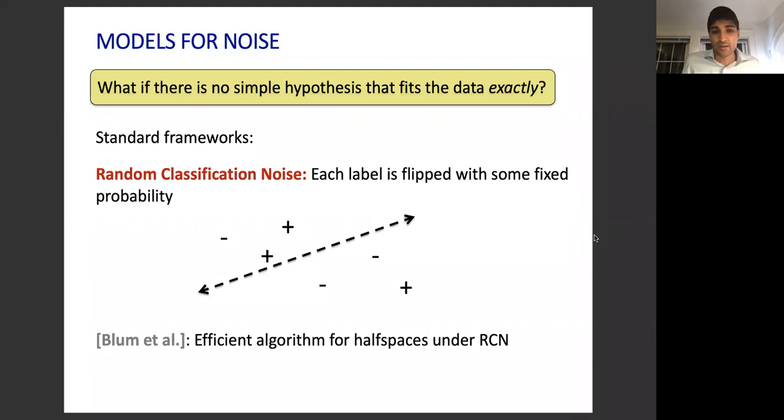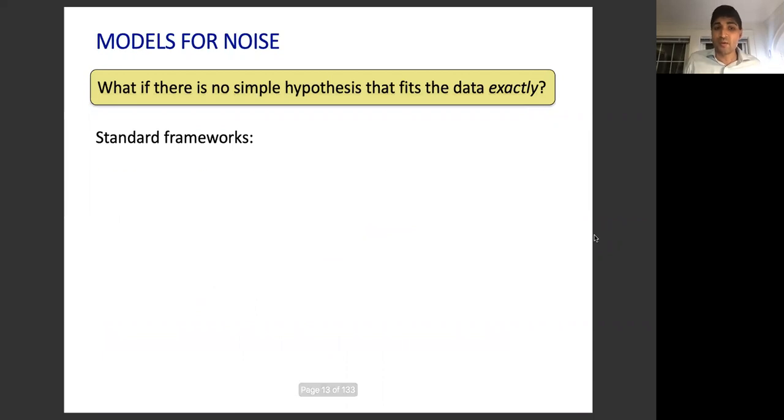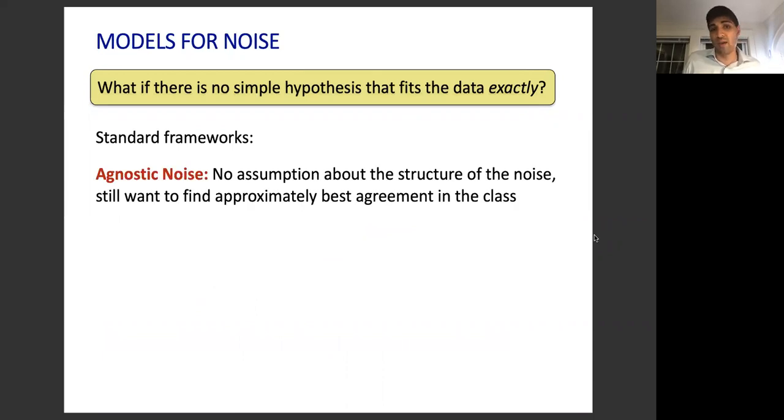Now, in many situations, assuming that the noise is random is just not an appropriate assumption, because maybe that's too strong an assumption in its own right. So at the other end of the spectrum, you can take a worst case view on what noise is. And this is usually called agnostic learning. So you make no assumption whatsoever about the structure of the noise. The adversary can flip the labels completely arbitrarily.